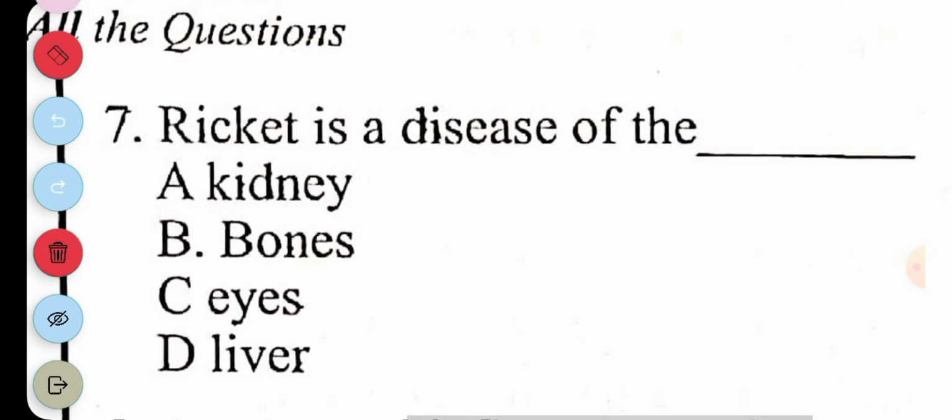Question 7. Rickets is a disease of the A, kidney; B, bones; C, eyes; D, liver. The correct answer to this is B. The answer is bones. It's as a result of lack of vitamin D and affects mainly the bones of the extremities, which are the legs.